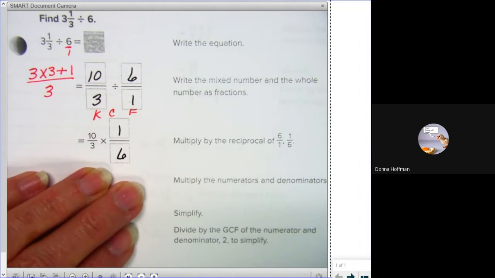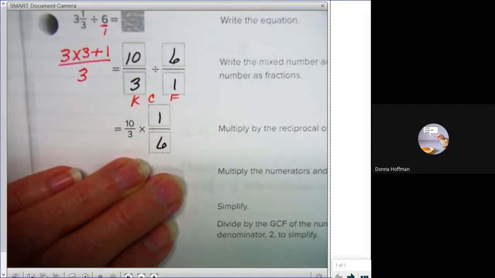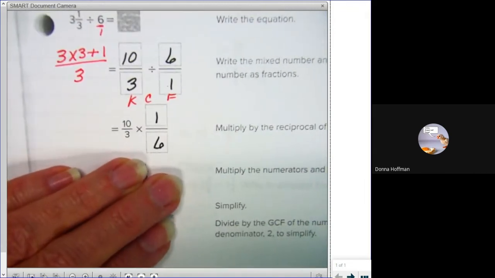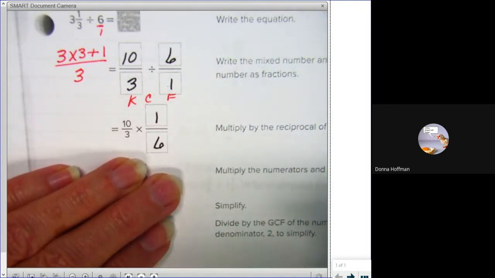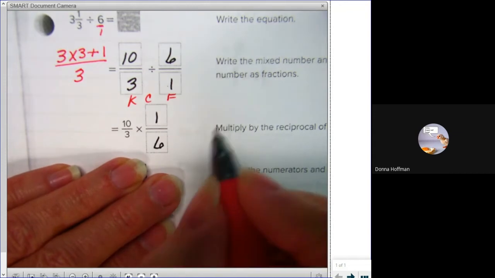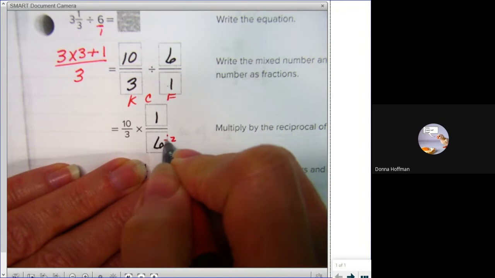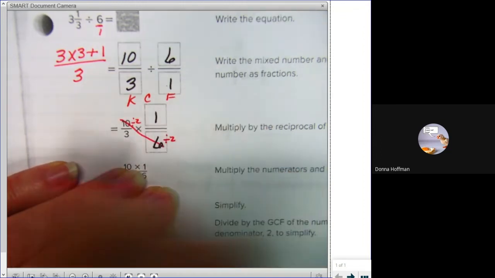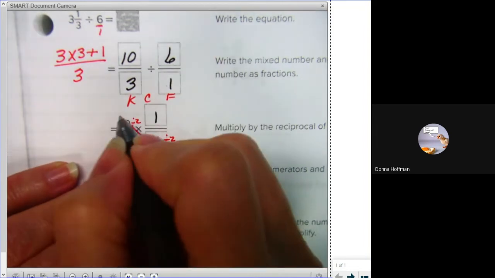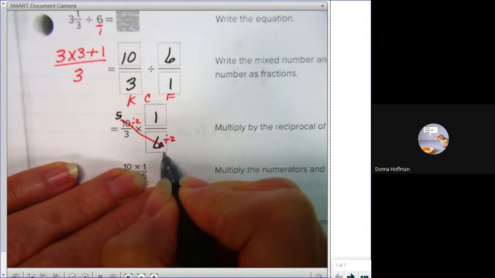This is where the book doesn't simplify, and I'm really disappointed in that. I'm going to look for a greatest common factor between a numerator and a denominator. They can be cross reduction or the fraction itself sometimes, as we've run into in the classroom exercises. So 10 and 6 share the greatest common factor of 2. And so I'm going to go ahead and reduce that. 10 divided by 2 makes this now a 5. 6 divided by 2 makes this now a 3.